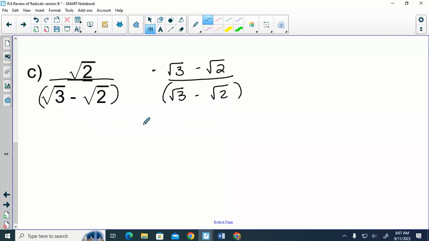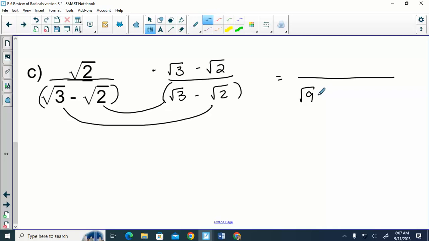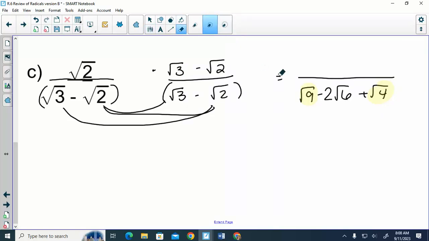FOIL. So we have the square root of 3 times the square root of 3, so that would give me a square root of 9, minus square root of 6, minus the square root of 6, so minus 2 square root of 6, plus the square root of 4. Now the square root of 9 and the square root of 4, those reduce, but does the square root of 6? No. So it didn't get rid of our problem because we still have a radical. So I can't just multiply by the same thing. Do you have another idea?